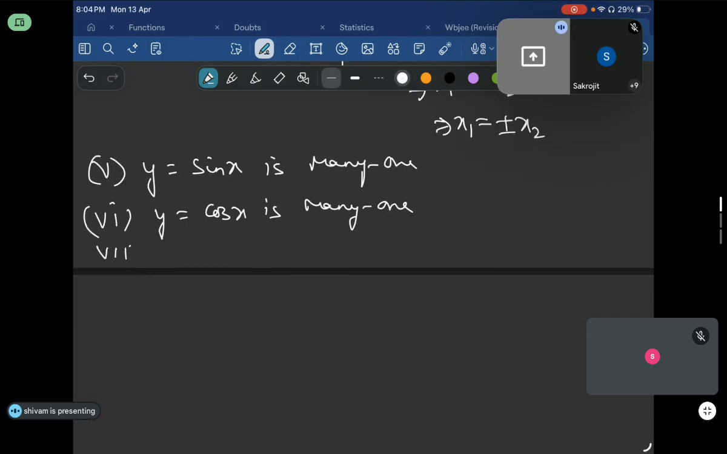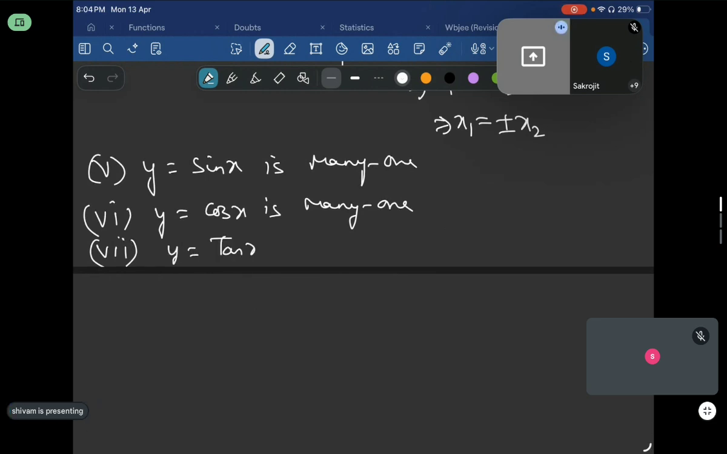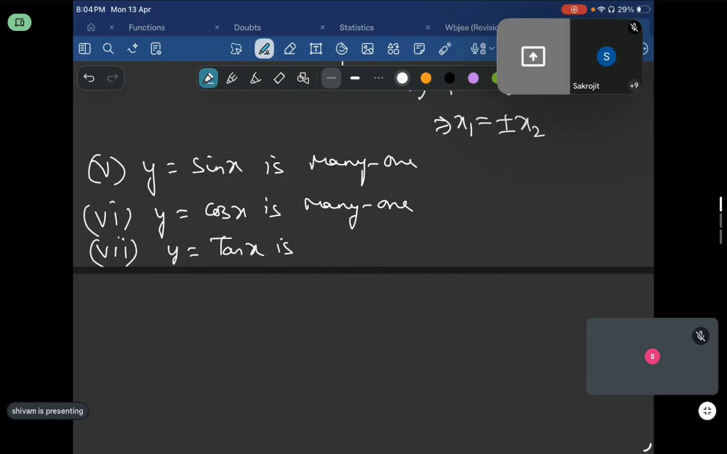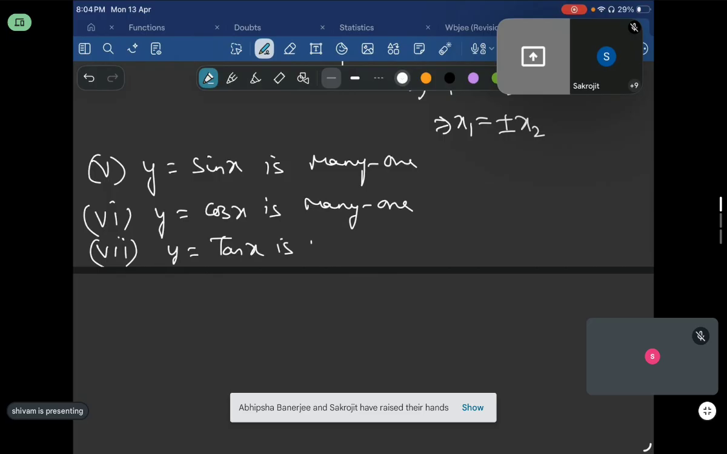Number 7. y equal to tan x. Somebody tell me, is y equal to tan x one-one or many-one? Tell me, raise your hand. Yes, Raktim, tell me. So many-one. Everyone knows.